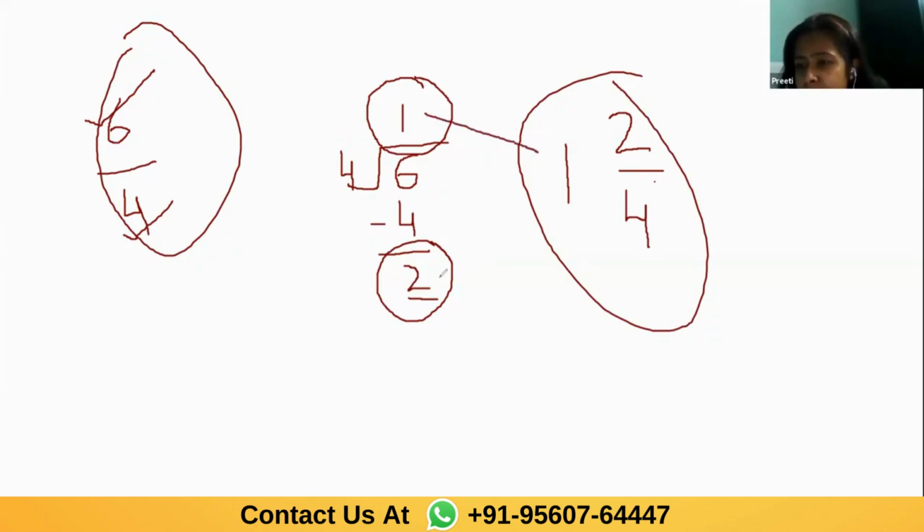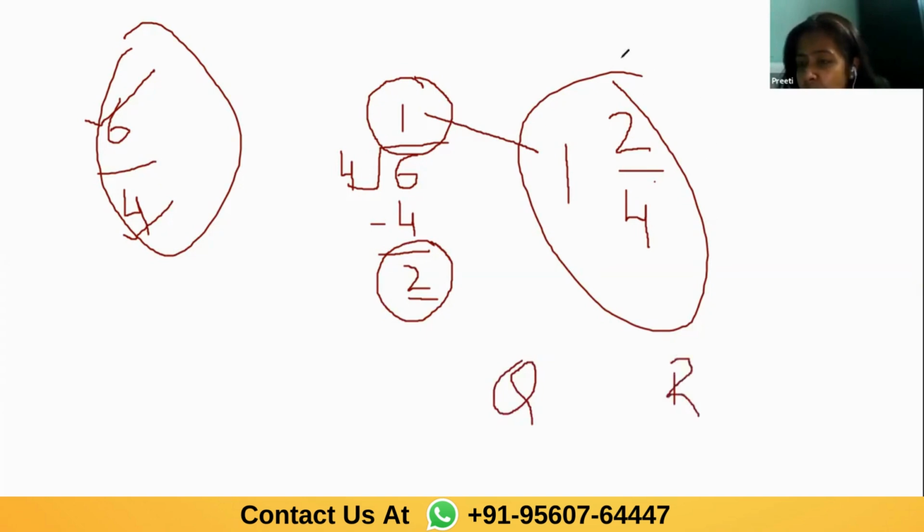Ma'am, your voice is breaking. Your voice is cracked. No, ma'am. Mukund, it is from your end. So my quotient becomes my whole number and my remainder becomes my numerator.